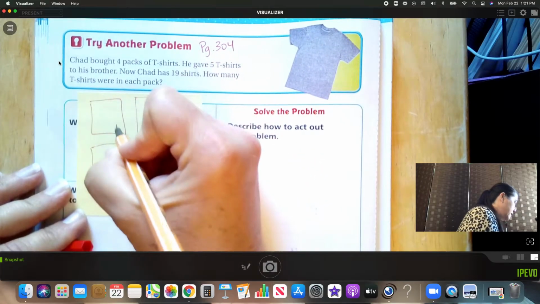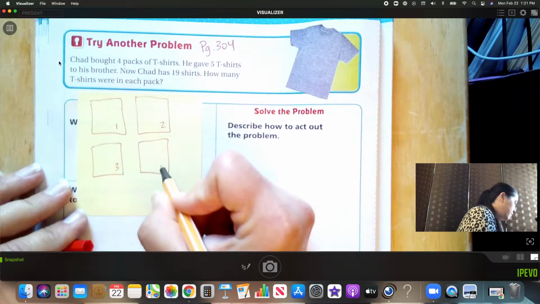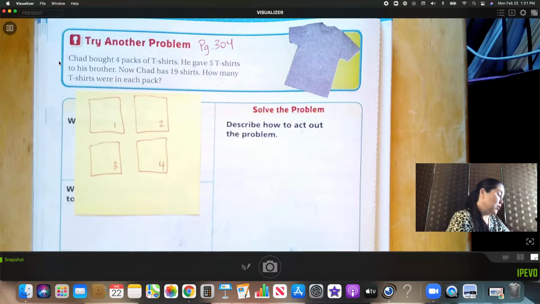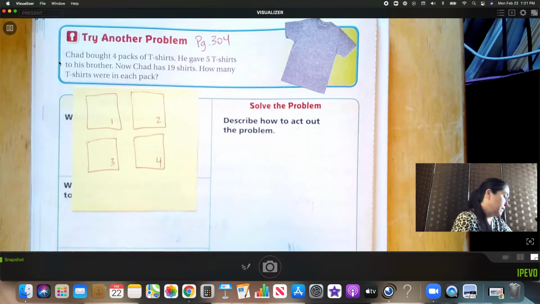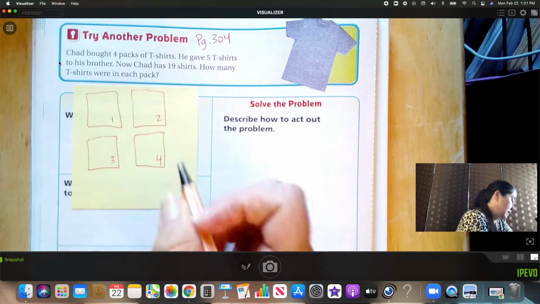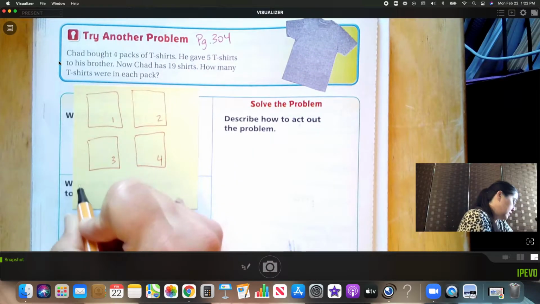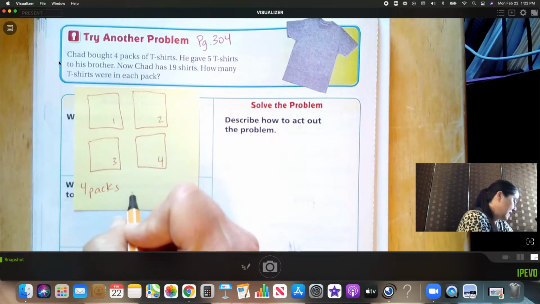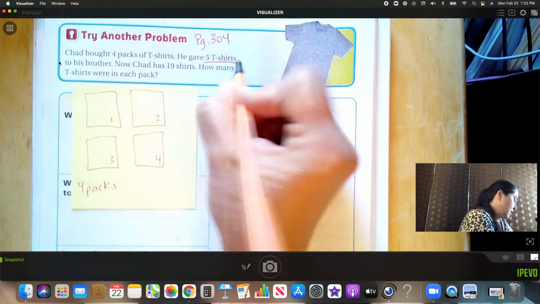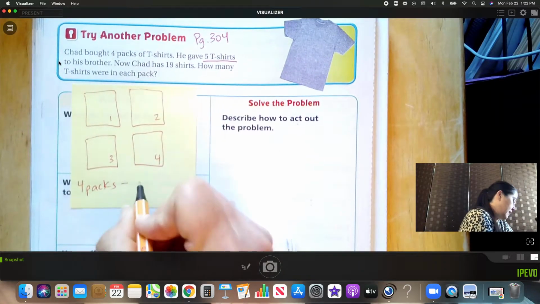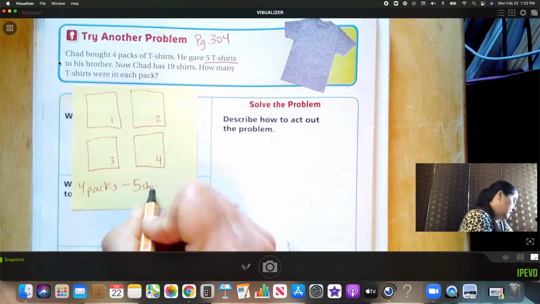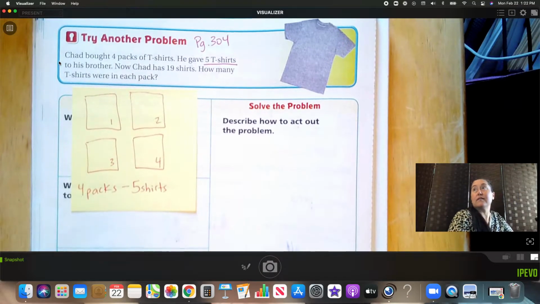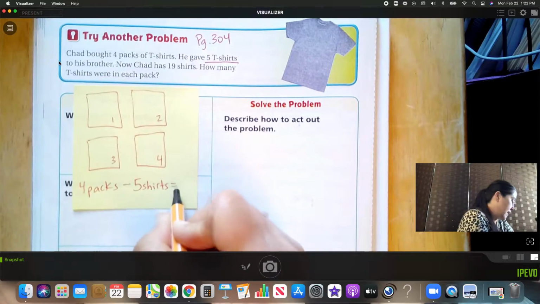So pack 1, pack 2, pack 3, pack 4. We're going to assume they all each have the same number. So he has this amount. So he has 4 packs. And then he gave 5 shirts away, right? And now he has 19.